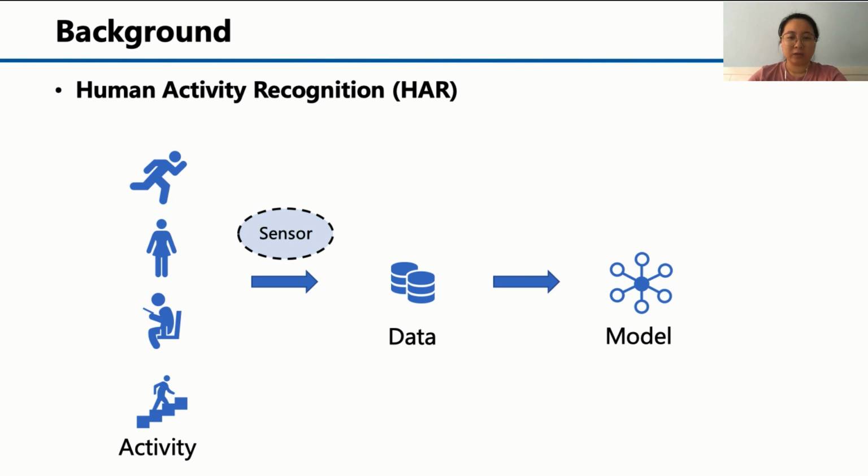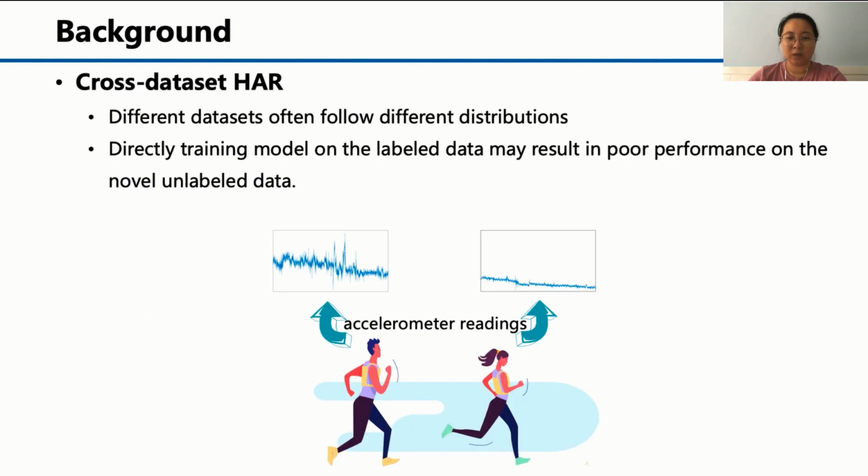Human activity recognition aims at recognizing activities by training models on a large quantity of sensor data. Since it is difficult to acquire abundant labeled data, it is necessary to utilize the labeled dataset to help annotate the unlabeled one. We often refer to it as Cross-Dataset HAR.